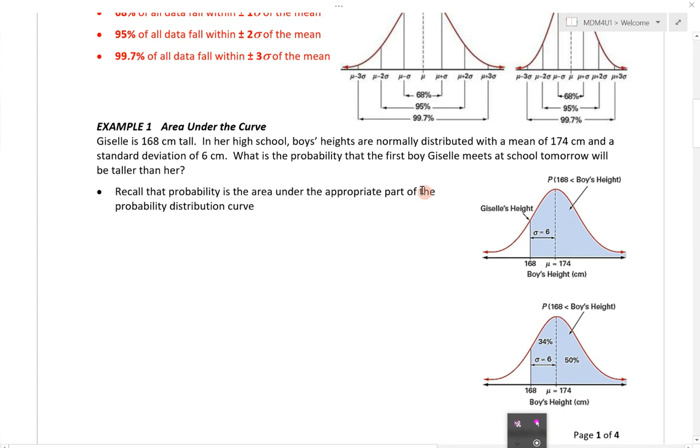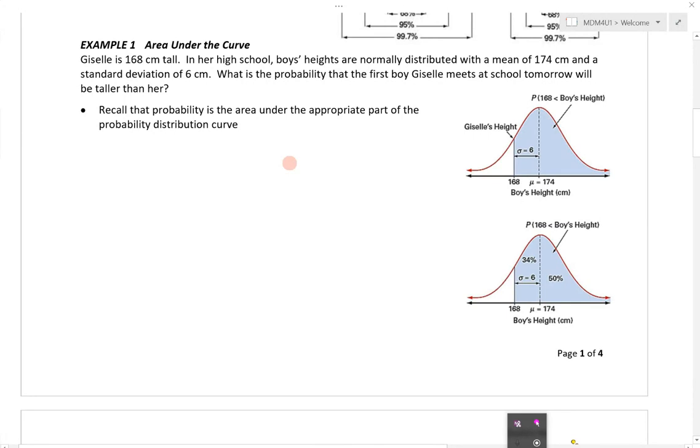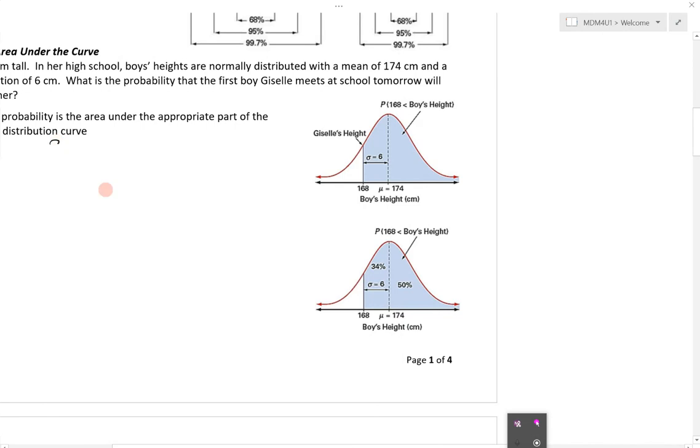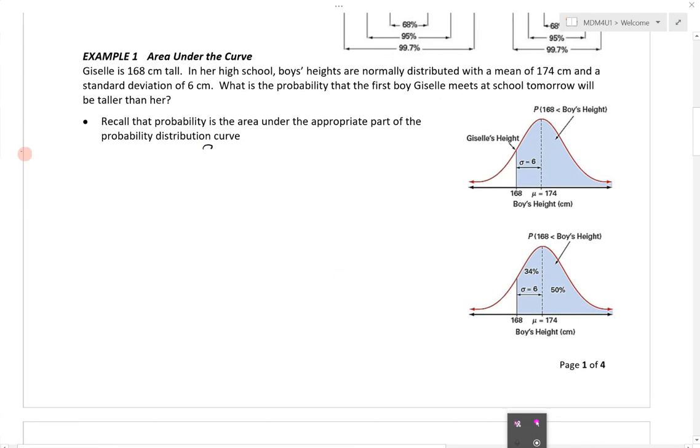Area under the curve. So Giselle is 168 centimeters tall. In her high school, boys' heights are normally distributed with a mean value of 174 and a standard deviation of 6 centimeters. So what is the probability that the first boy Giselle meets at school tomorrow will be taller than her? So remember, the probability is the area under the appropriate part of the probability distribution curve. So what we're looking for here is the probability that Giselle's height of 168 centimeters would be less than the boy's height.